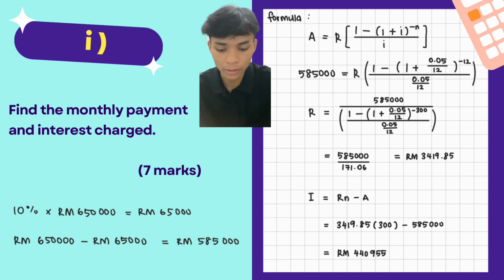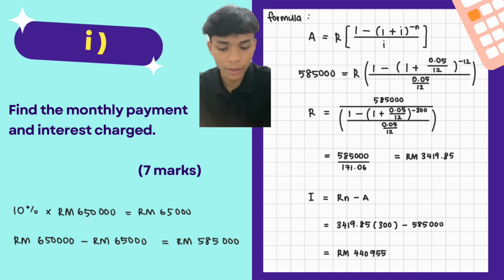So to calculate the monthly payment, we will use the formula A equal to R bracket 1 subtract bracket 1 plus I bracket power of negative n and divided by I and bracket. So after inserting the values into the formula, we find that the monthly payment is 3,419 ringgit and 85 cents.